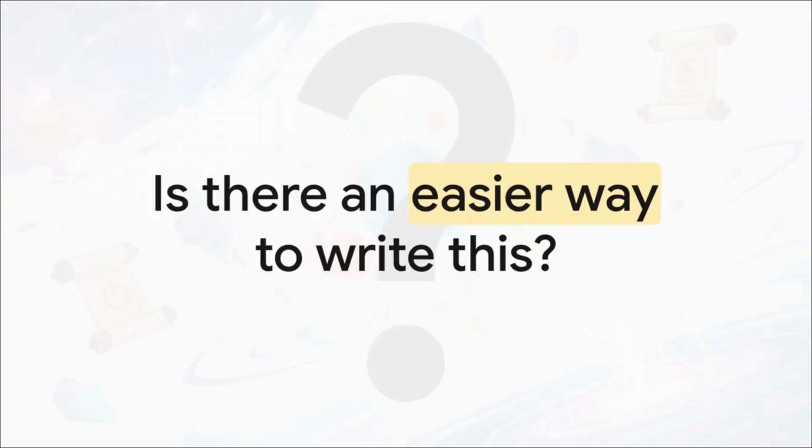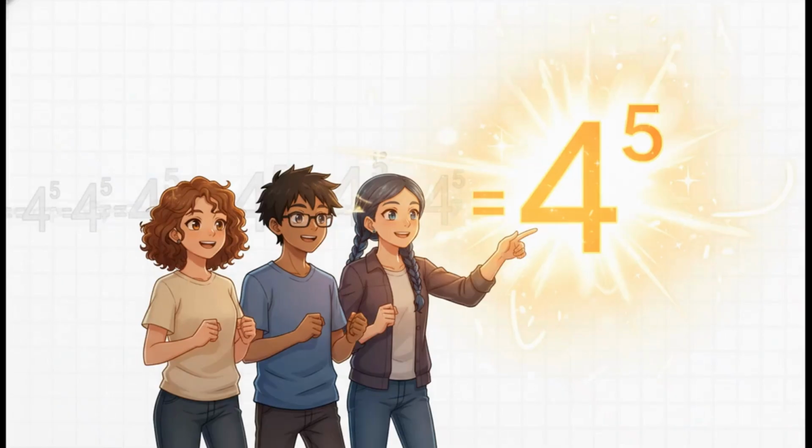Of course there is. You know, mathematicians are all about finding efficient ways to do things, and they came up with a really elegant solution to represent this exact idea. And there it is, 4 with a little 5, 4 to the 5th. Instead of writing out 5 different 4s, we just write it like this. We'd read this out loud as 4 to the 5th power, and it means the exact same thing as that super long string of multiplication we just looked at.